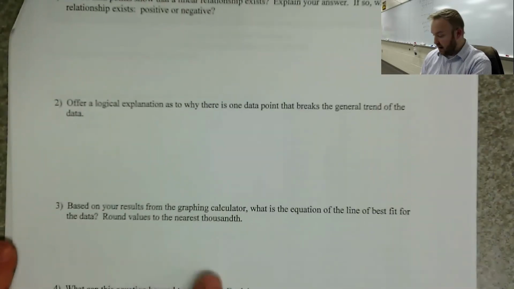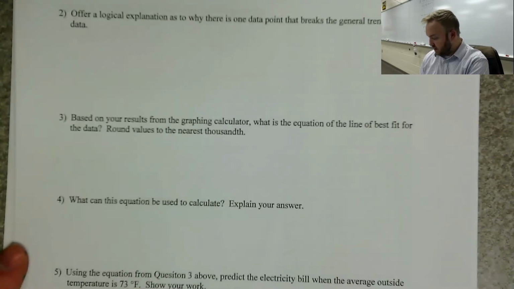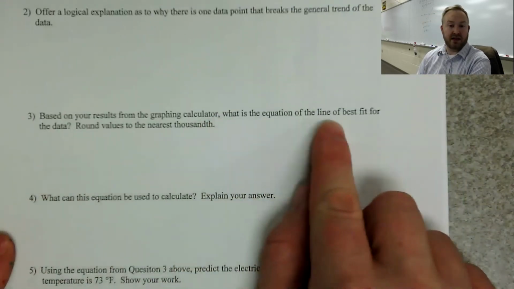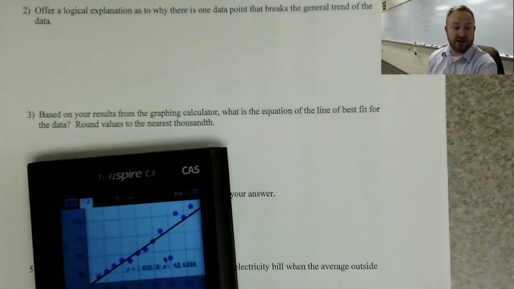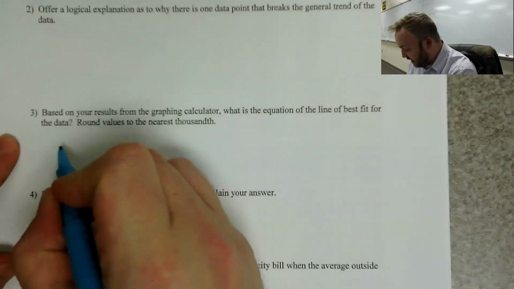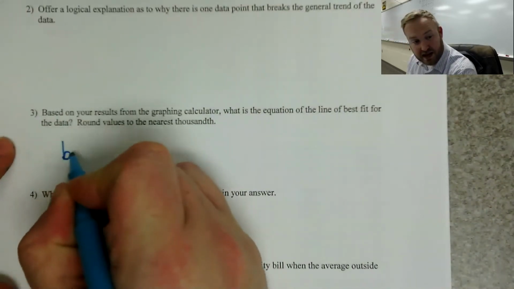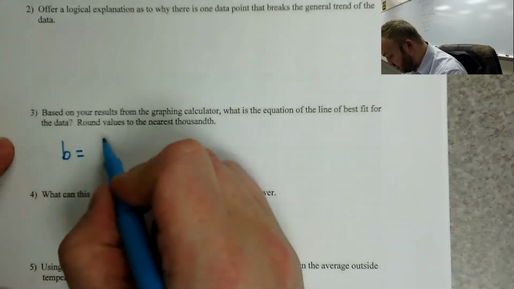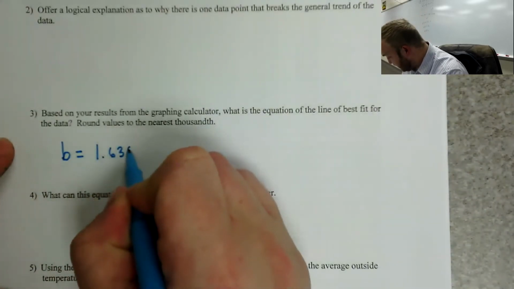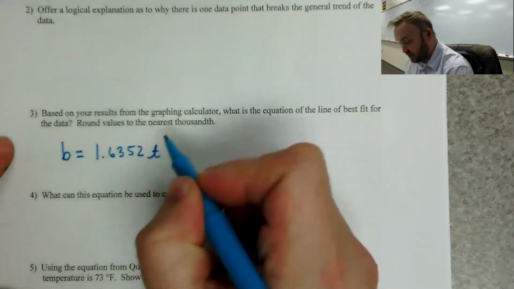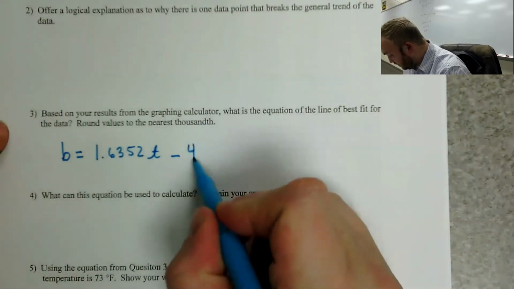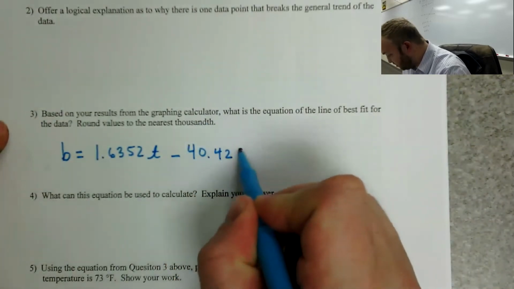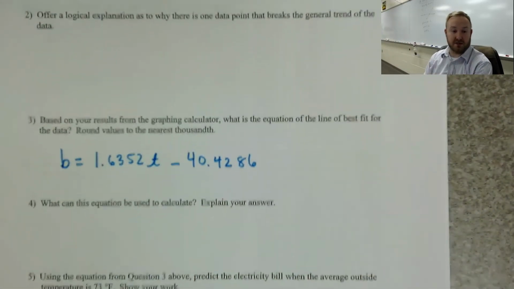Now, if we go to the next page here, it asks us in number 3, what is the equation of the line of best fit? That's the regression equation. So I'm copying that straight down from my calculator here. I've got that the bill, let's say B for electric bill, is equal to 1.6352 times T for temperature minus 40.4286. Remember, we go to 4 decimal places.